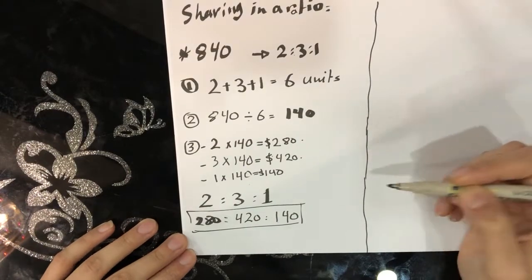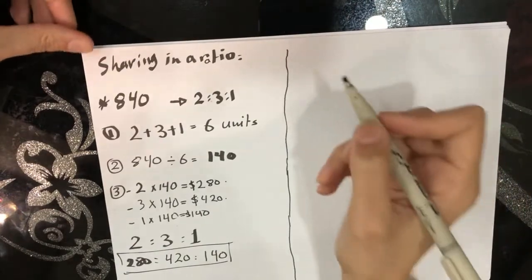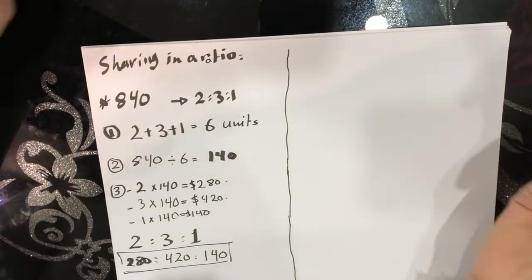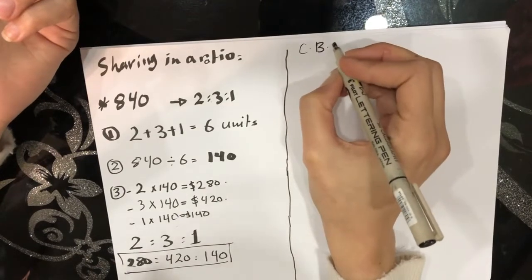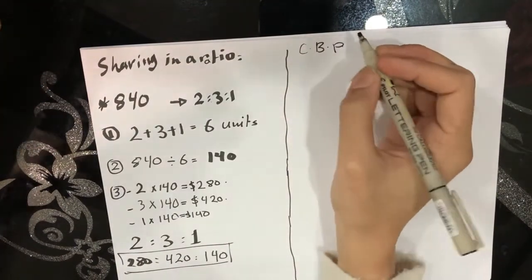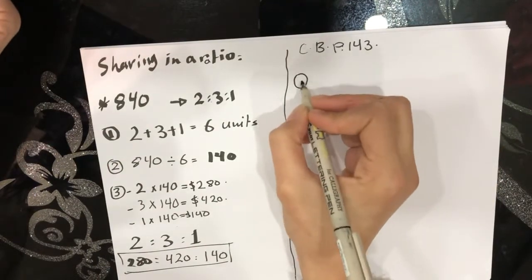I hope that was clear. This is the simplest and easiest way to share in a ratio. Now let's do a question that's found in your course book on page 143. Question 1.